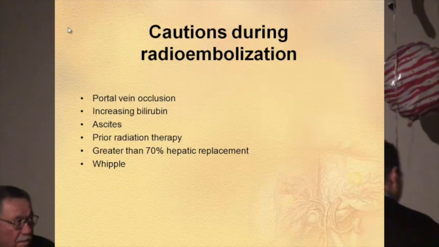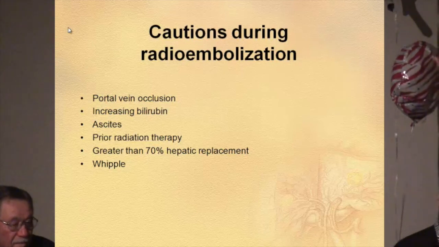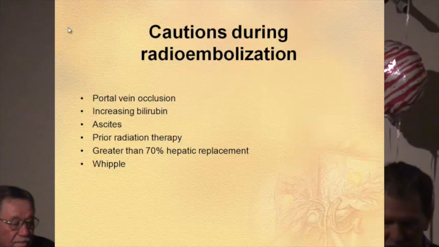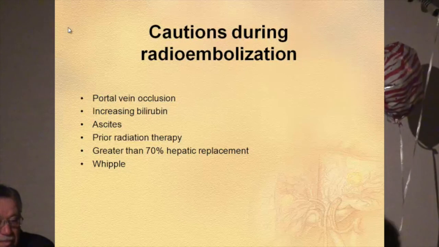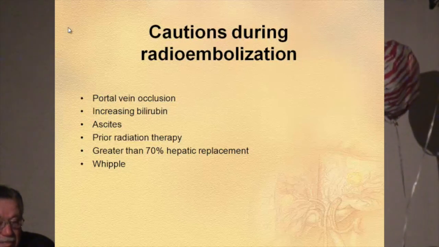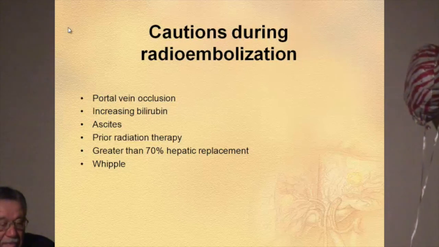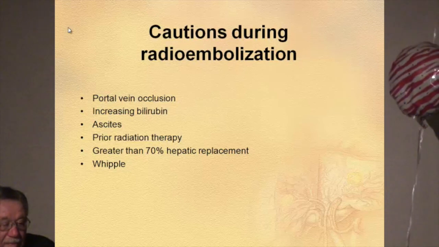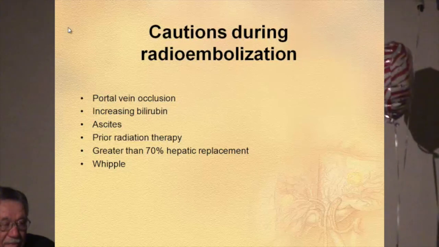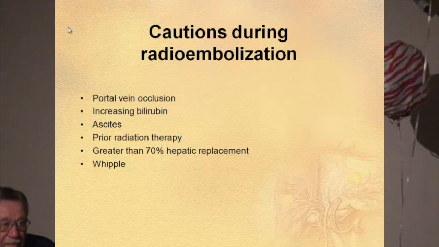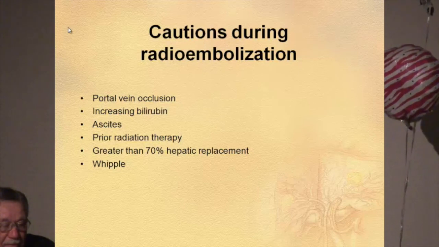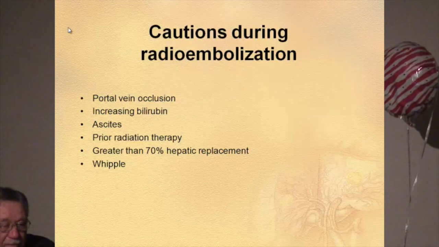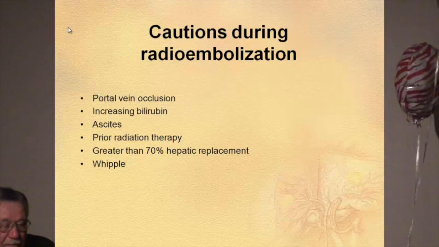Prior radiation therapy. This has generally been a relative contraindication in patients, and we need to do some special calculations. Greater than 70% liver replacement, that gets a little bit dangerous, but usually the bilirubin is elevated as well. Whipple procedures, or what we call a violated ampulla, is something where the bile tube drains into the small bowel. There's a muscle there that prevents reflux of stomach material up into the liver.